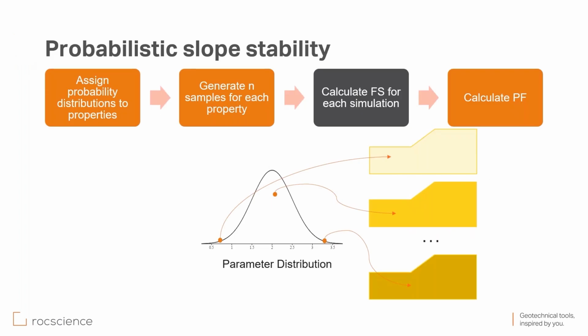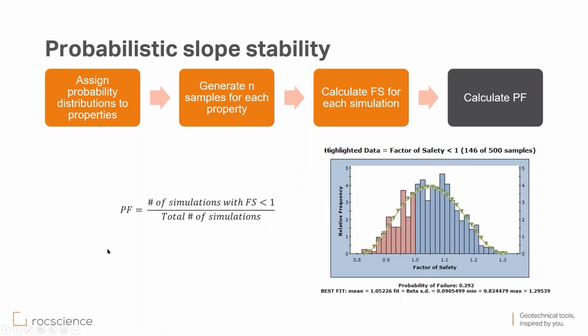Okay, so now we have sampled our cohesion distribution. We take each one of those samples. So for example, we take this sample of 0.7, we plug it in, we get factor of safety for that simulation, and so on for each of our 1,000 simulations. And then we can calculate the probability of failure, which is the number of simulations with a factor of safety less than 1 divided by the total number of simulations. This is also the same as the area to the left of the factor of safety equals 1 line in the factor of safety distribution.